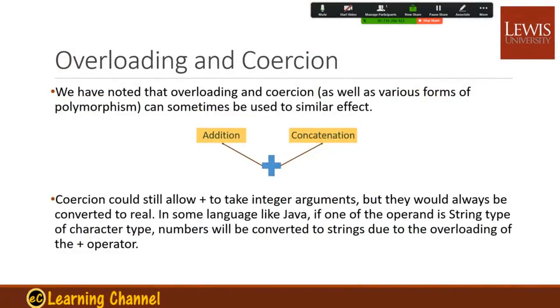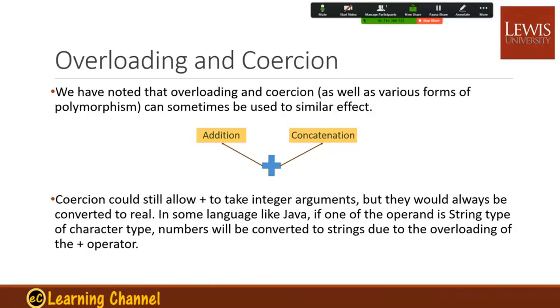Overloading and coercion. Overloading and coercion are two so-called ad hoc polymorphism. We have noted that overloading and coercion can sometimes be used to achieve a similar effect. Coercion could still allow the plus sign to take integer arguments, but they would always be converted to real.